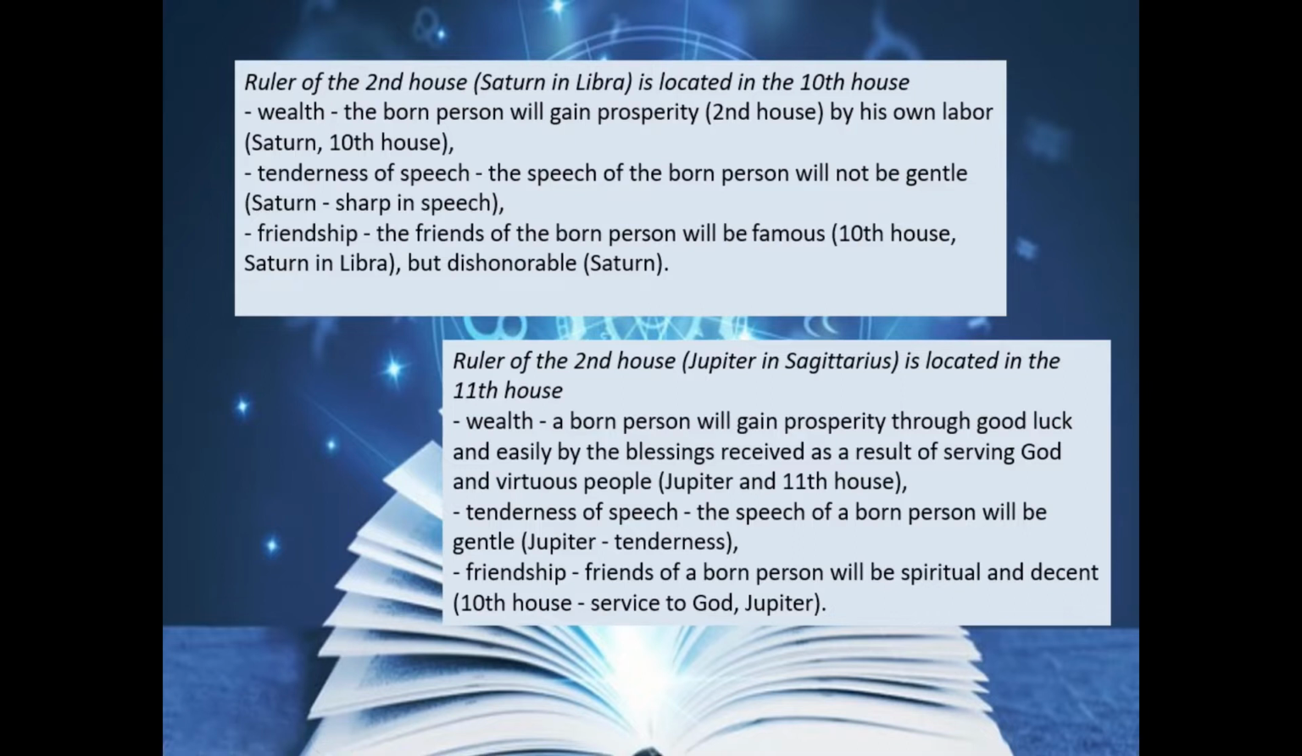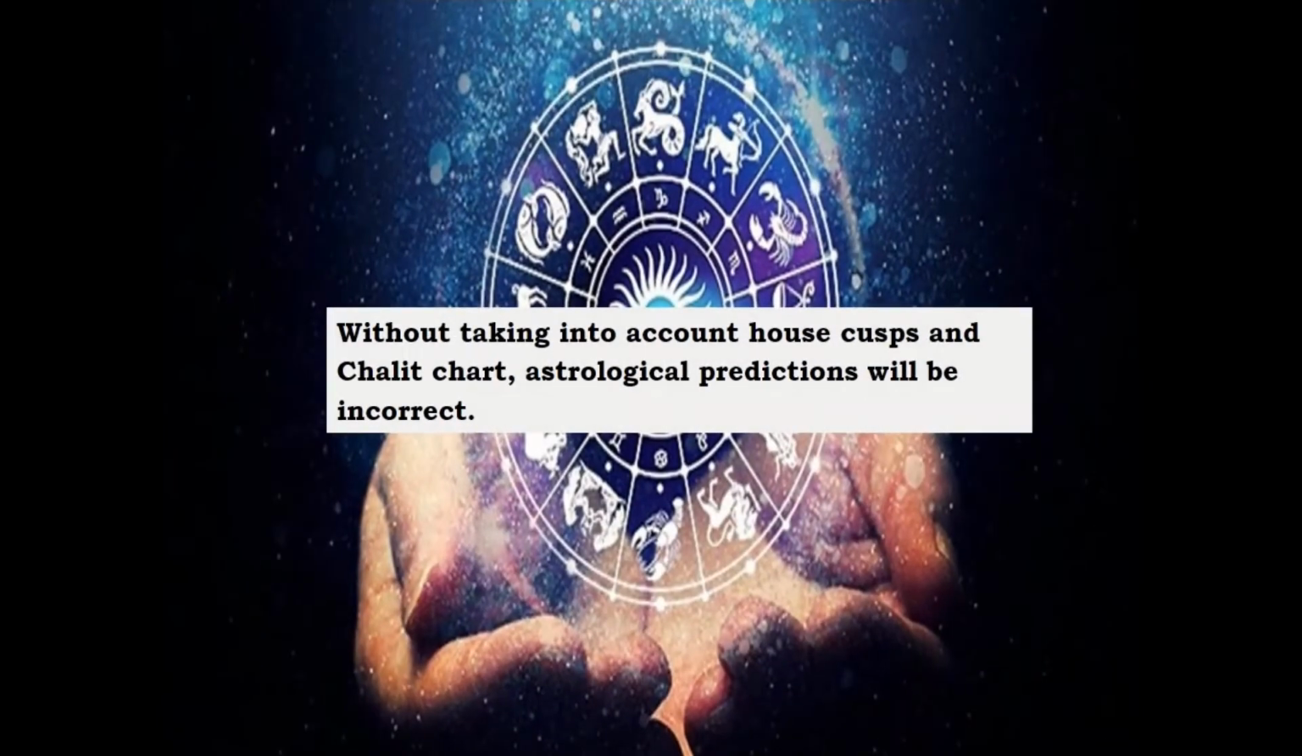As you can see, the differences of the results are very large, and the second interpretation is true for this born person. Thus, without taking into account the house cusps and the Chalit chart, astrological predictions will be incorrect.